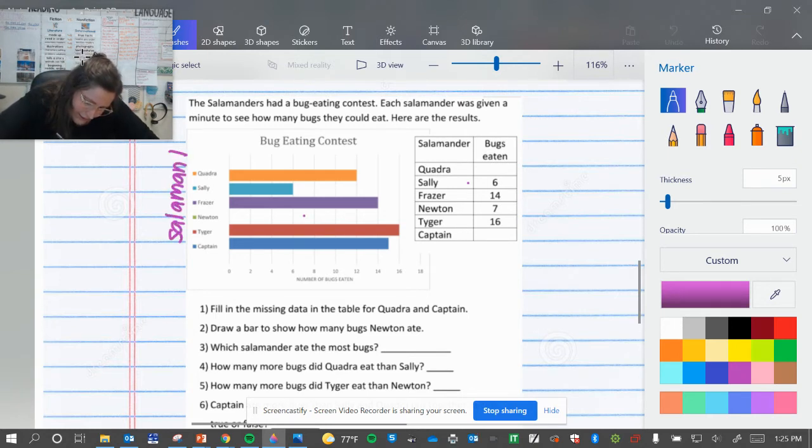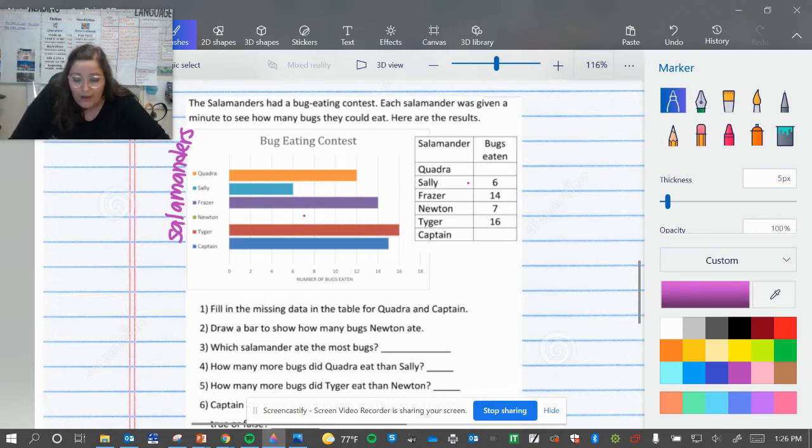Little guys. Okay. Those are all their names: Quadra, Sally, Fraser, Newton, Tiger, Captain. So they want us to use this information to fill in the rest of these blanks and use this information to fill in this bar. All right. Just fill in the missing data.